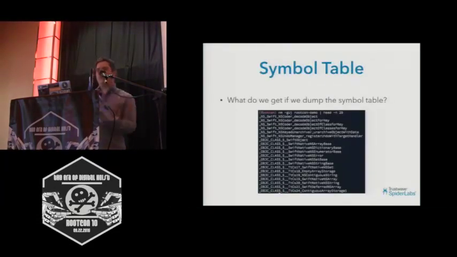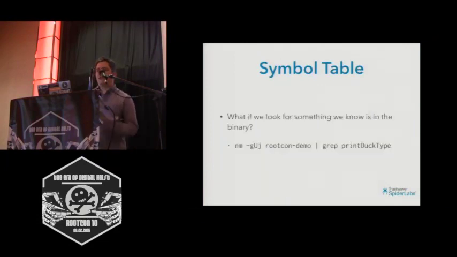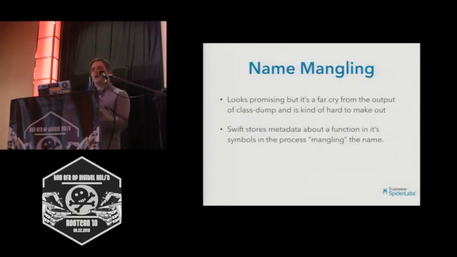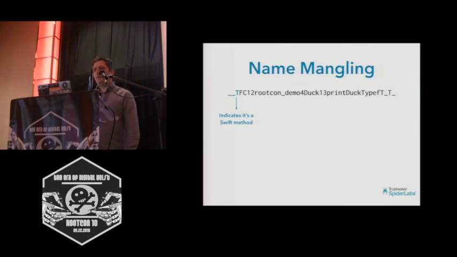We dump the symbol table, and then we look at something, we get this. So name. That looks promising, but it's obviously a far cry from the output of classnum, and it's kind of hard to make out. The reason it looks like that is Swift stores metadata about a function and its symbols, and in the process it mangles the name, very similar to C++ or whatever. So let's try and break it down a little bit.